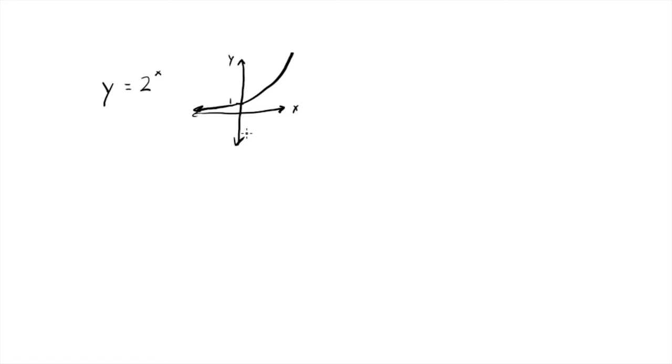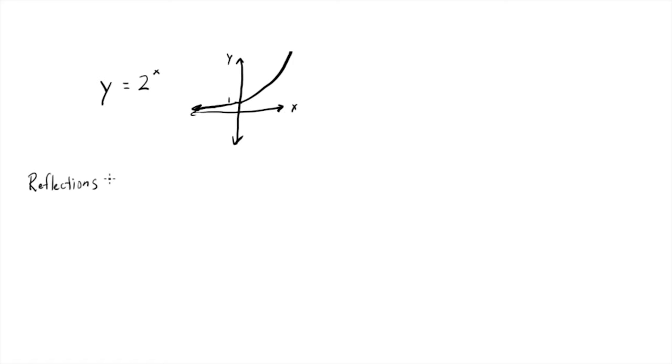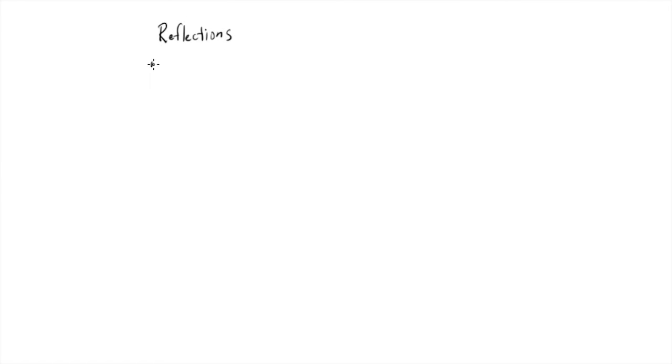So what happens when we do something to this formula? First of all, we're going to look at reflections. Reflections occur when we do something to the coefficient or to the exponent. So we're going to look at two different cases first. We have case 1, where y equals 2 to the minus x. And then we're going to look at case 2, where we have y equals -2 to the x.